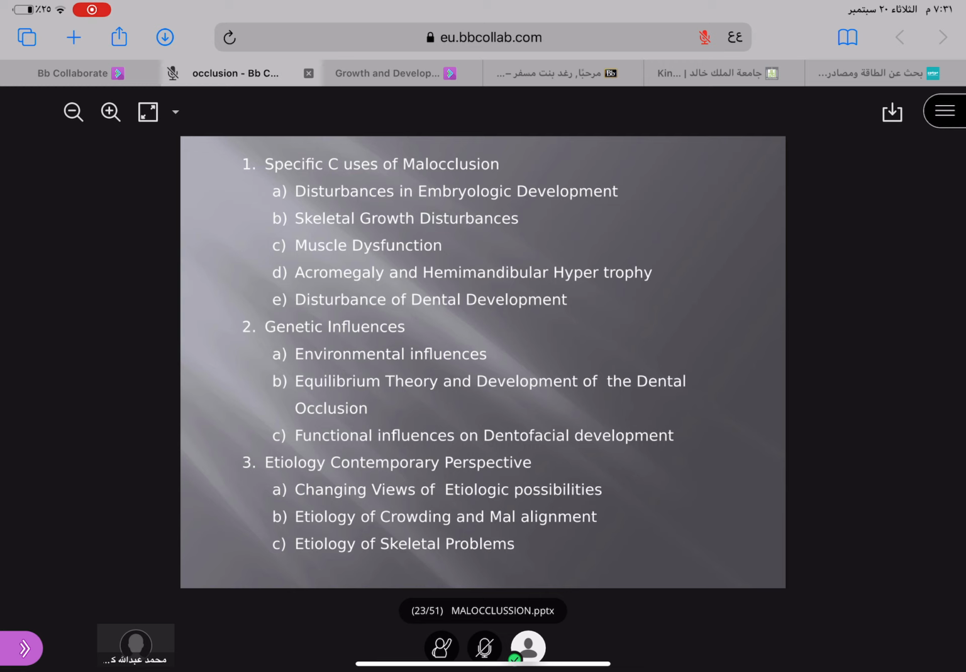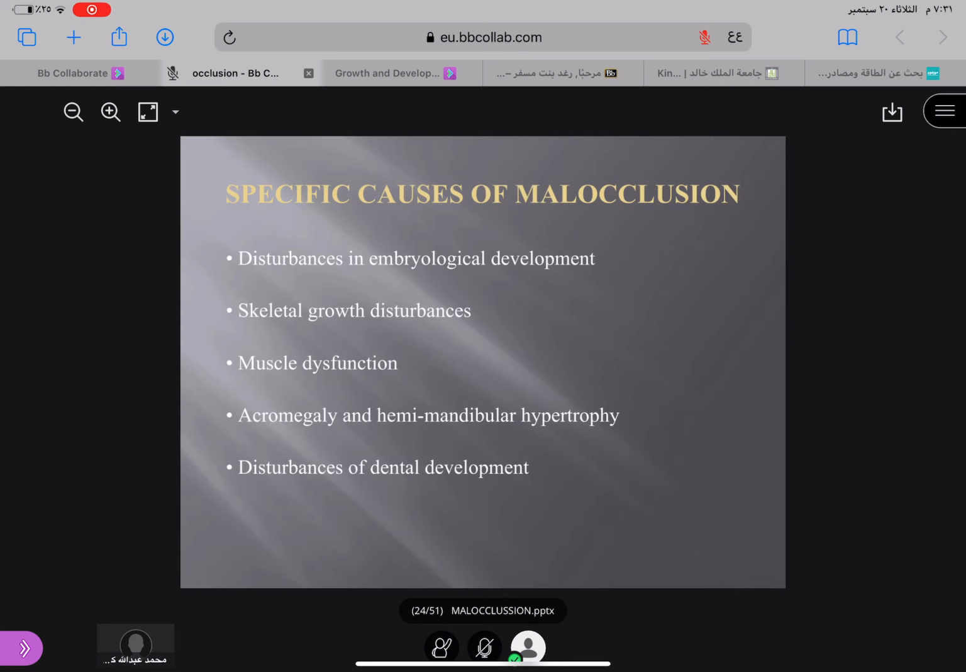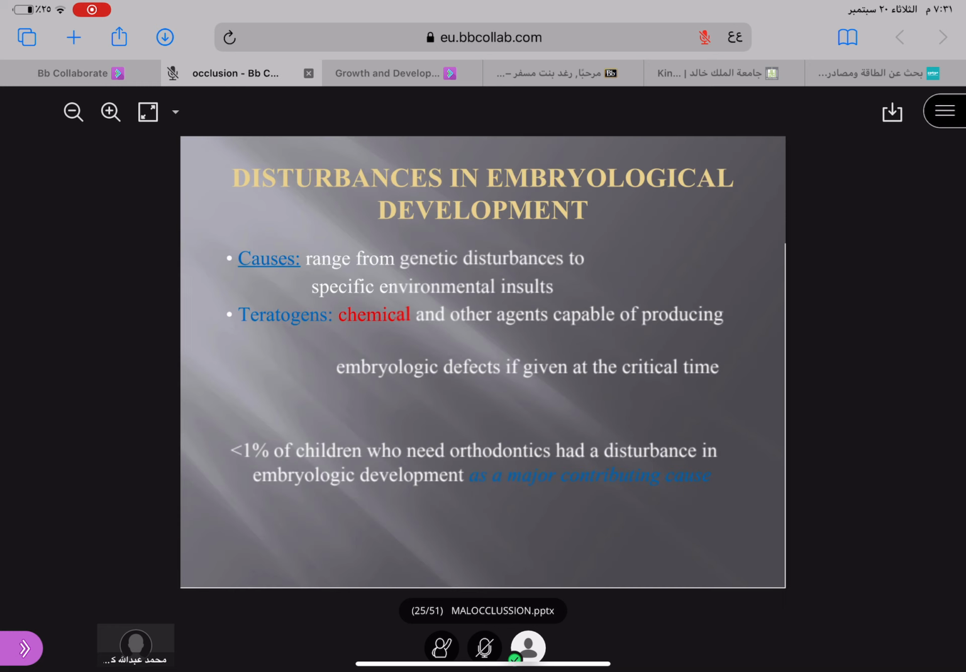So disturbances start right from the beginning: embryological development, skeletal growth disturbances, muscle dysfunctions, acromegaly, disturbances of dental development, environmental influences, functional influences, and etiology, contemporary perspectives like changing views of etiological possibilities, etiology of crowding and malalignment, etiology of skeletal problems. So we will be discussing every point in a little detail. Specific causes in embryological development range from genetic disturbances to specific environmental insults.